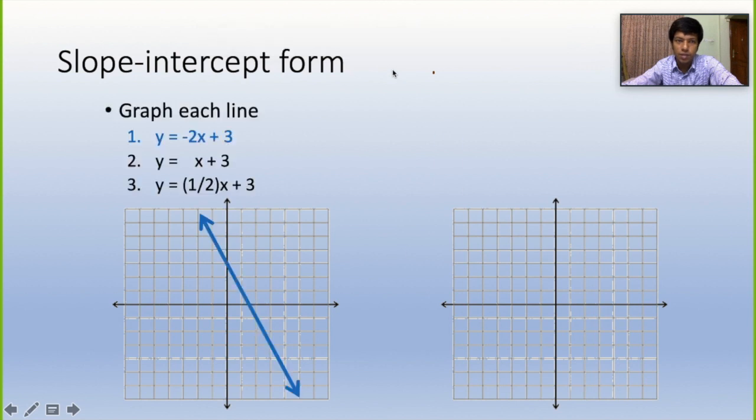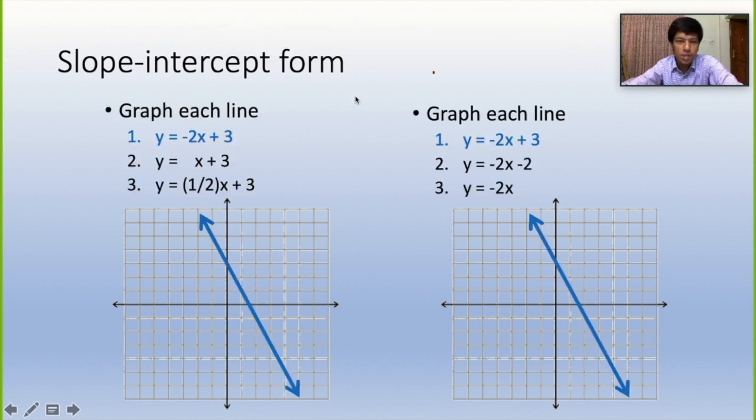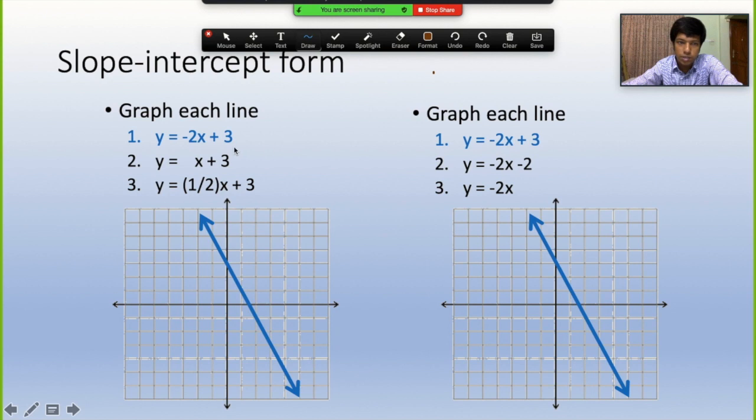And now let's look at them. So what is going on here? Graph each of these lines. This line is given here: y equals minus 2x plus 3. So according to our discussion, what is this 3? This 3 is the y-intercept, right? That's why the y-intercept is here. And this minus 2 is the slope.